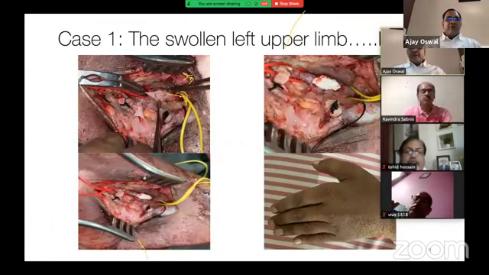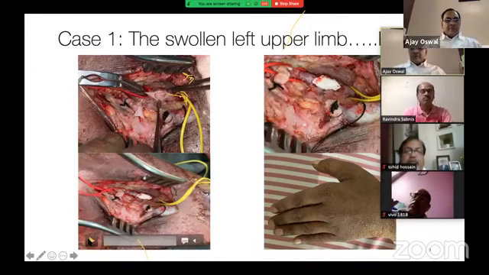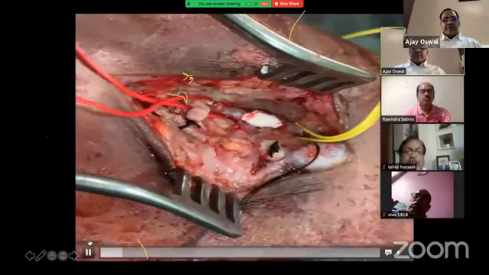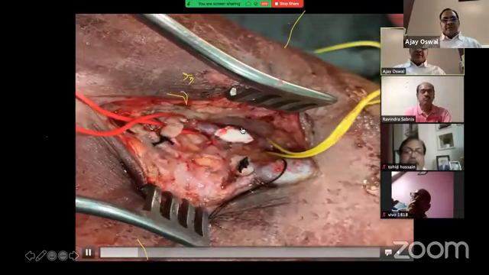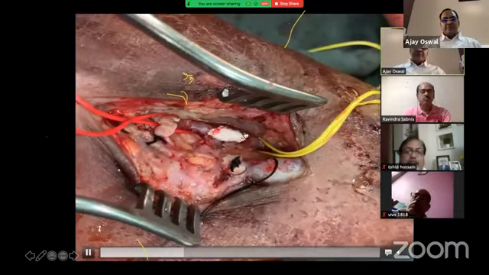These are the tied veins. This is the opening in the brachial artery. We had to put in a PTFE patch, and after this patch was put, there is nice pulsation in the brachial artery. This patch has worked.